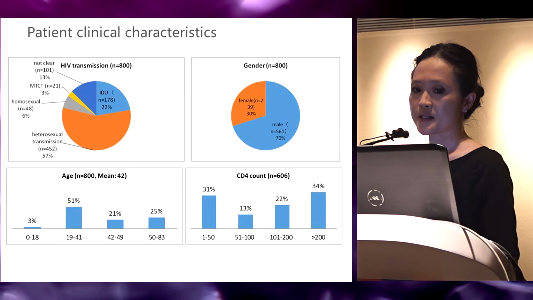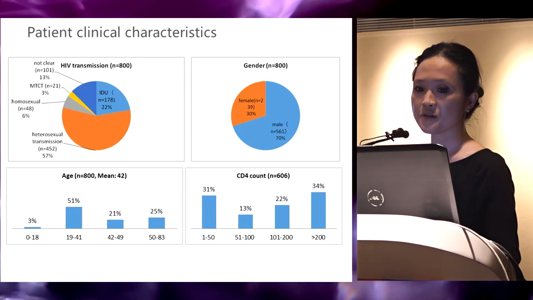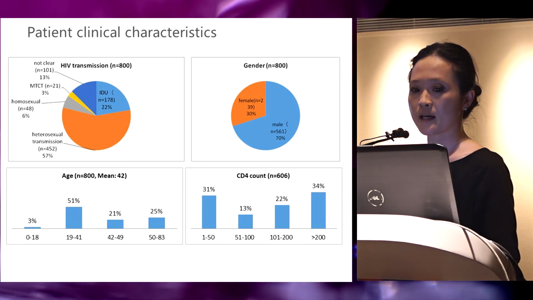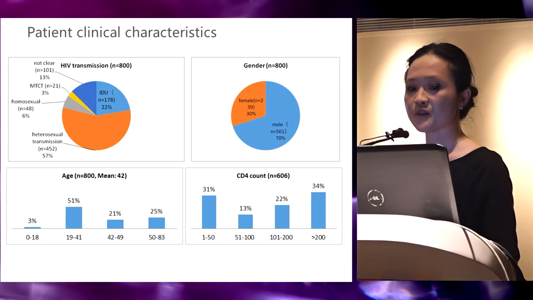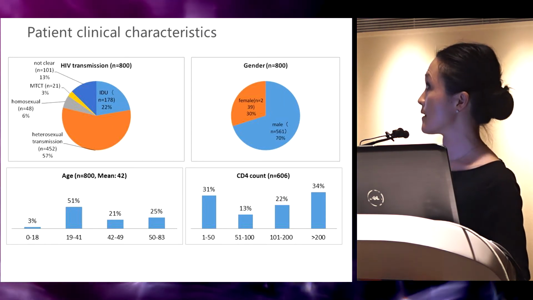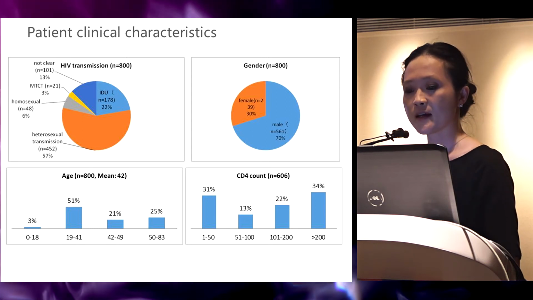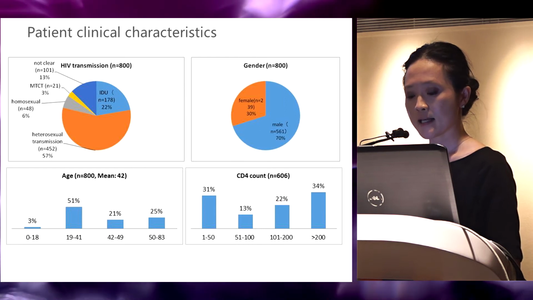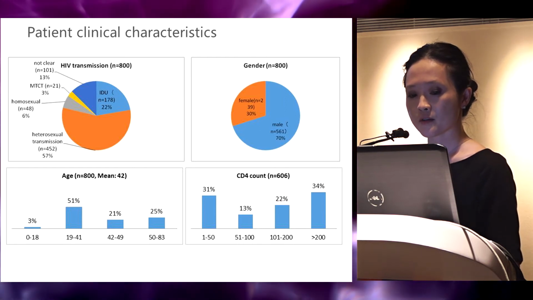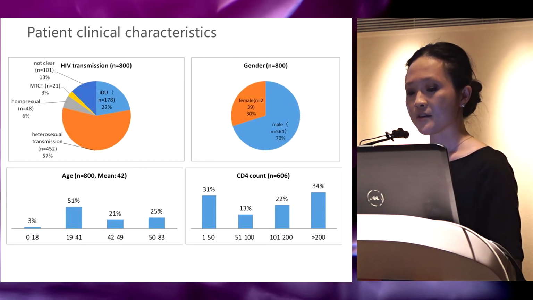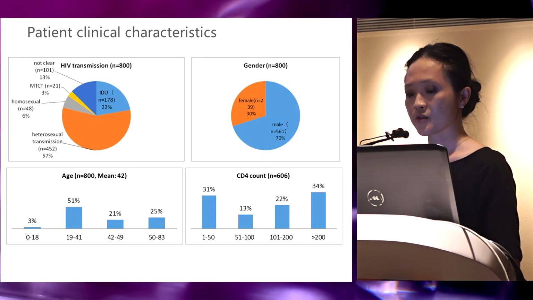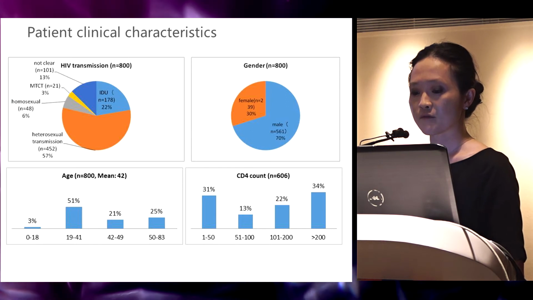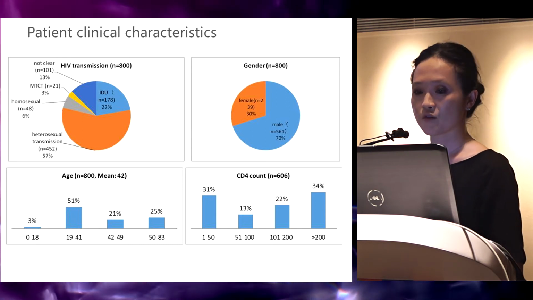Patient clinical characteristics. The total number of patients who were tested using this multi-method approach was 800. As you can see, 57% heterosexual transmission in the upper left graph. The gender split is on the upper right with 70% male. The mean age was 42. You can see the distribution there. And the CD4 count for 606 of the patients was bimodal in distribution, as you can see. 31% less than 50 and 34% greater than 200.